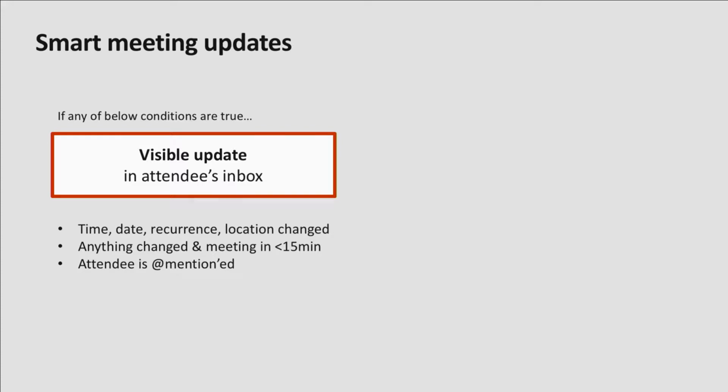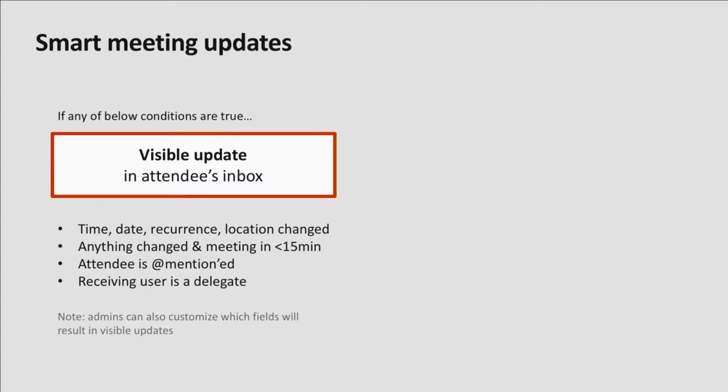If you're mentioned in the body of the email, we think that means this is something really important for you to see, so we'll show that in your inbox. The fourth option is if the receiving user is a delegate, because we know delegates, no matter what changed on the calendar item, really want to know what changed. So if you're a delegate, we don't apply smart meeting updates at all.